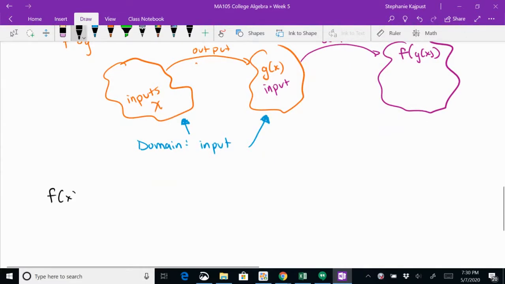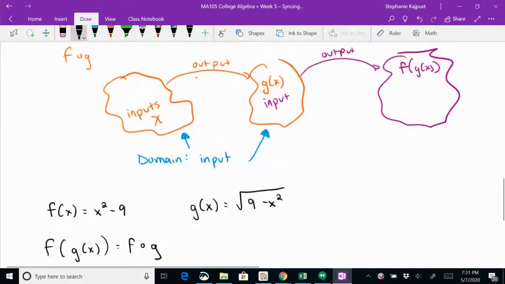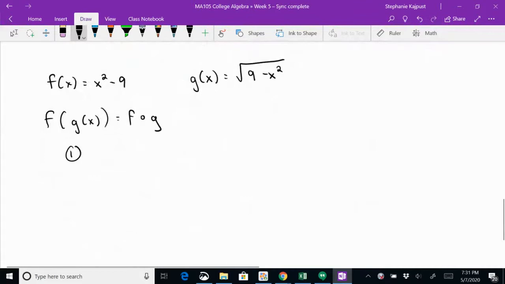They have f of x equal to x squared minus 9, and g of x equals the square root of 9 minus x squared. So we're doing f of g of x. We're plugging g of x into f, or f compose g. When you want to figure out the domain, you first need to start with the domain of the first function, g of x in this case. So first we need the domain of g of x.